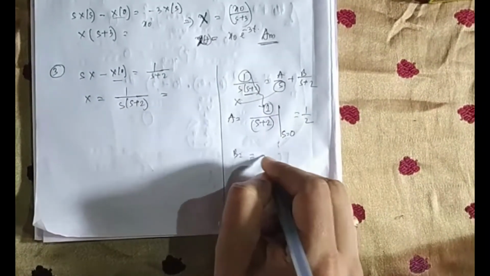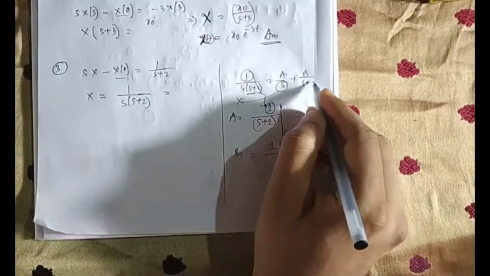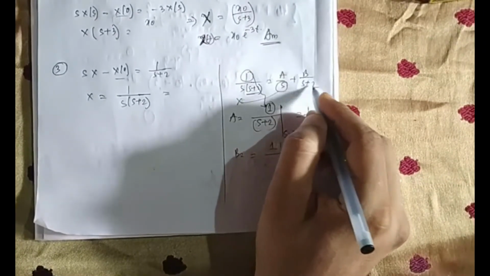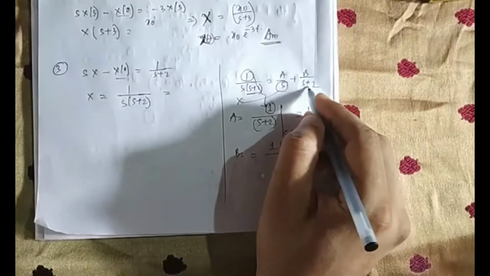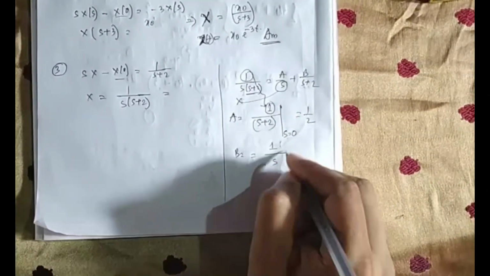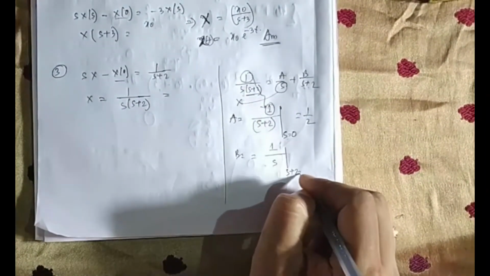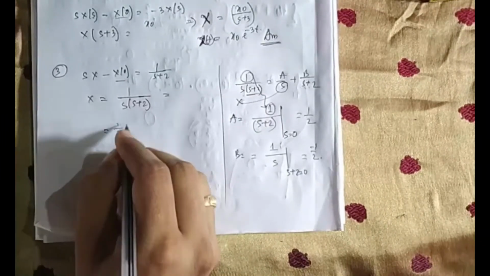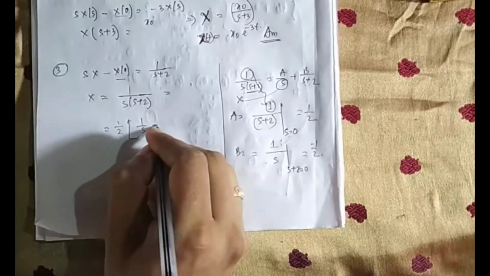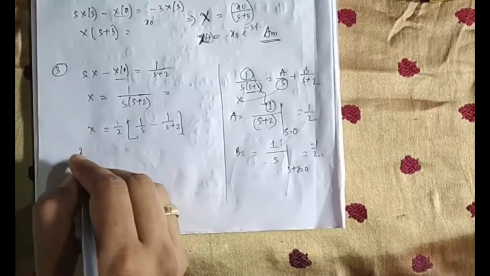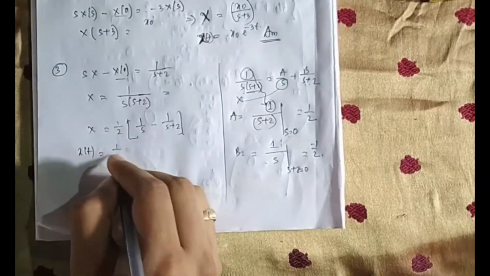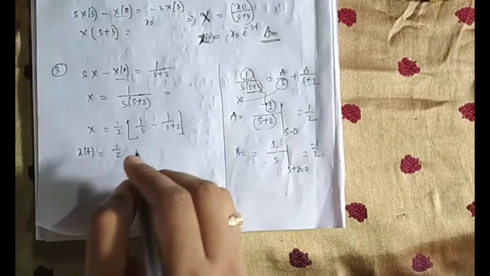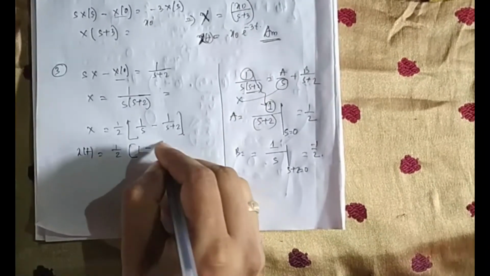What will be B? Again numerator 1 will be there. Denominator s plus 2, so we will not write s plus 2, what is left? s. And for s plus 2 we put s plus 2 equal to 0, that means s equal to minus 2, so minus half. So it will be half, if you take common, 1 by s minus 1 by s plus 2. Now if you take Laplace inverse to the time domain, it will be half into 1 minus e to the power minus 2t.